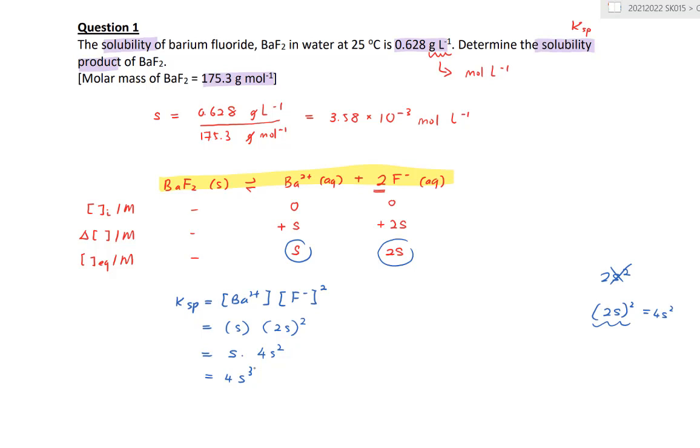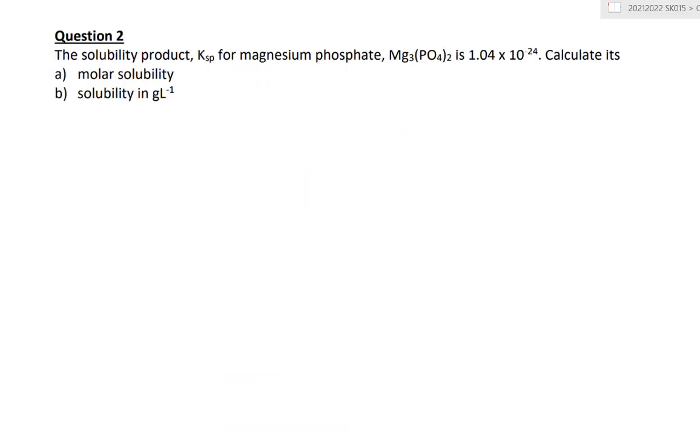Then we just substitute the value of molar solubility, the one that we have figured out just now. You have done the conversion. Okay, so 3.58 times 10 to the power of negative 3, raised to power 3. And the final value of KSP equals 1.835 times 10 to the power of negative 7. Bear in mind that KSP doesn't have any unit.